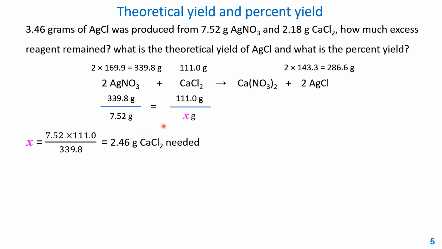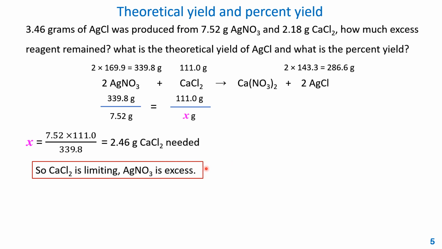Now compare with the given 2.18 grams. Apparently 2.46 grams of calcium chloride is more than the actual given mass of calcium chloride. So the calcium chloride actually is limiting. So we have to say the silver nitrate is in excess and the calcium chloride is limiting.